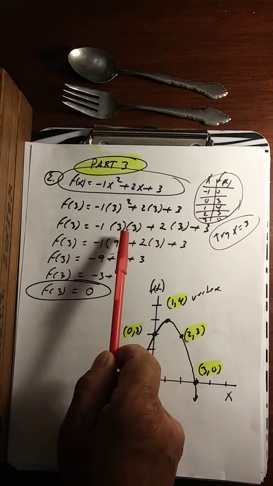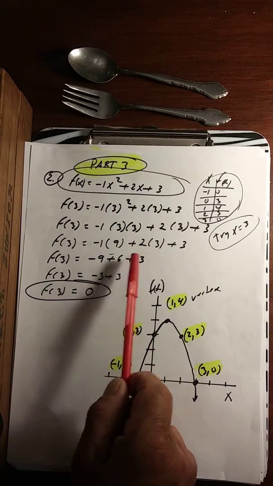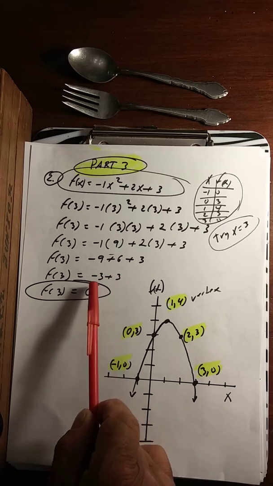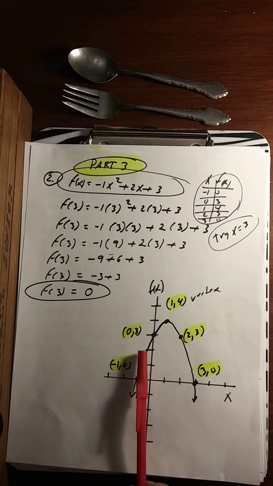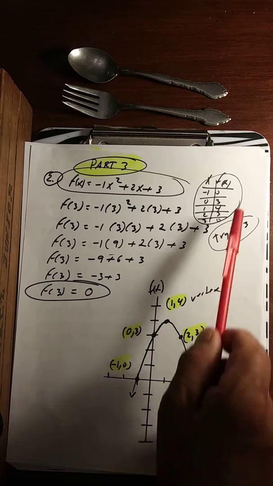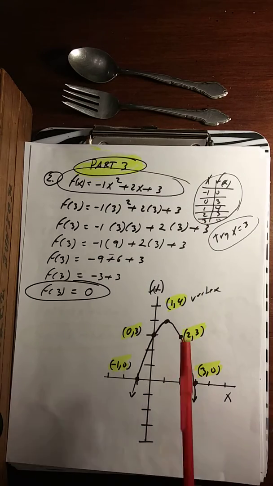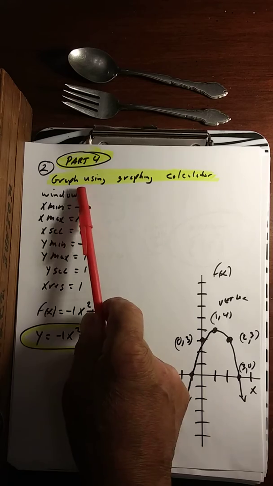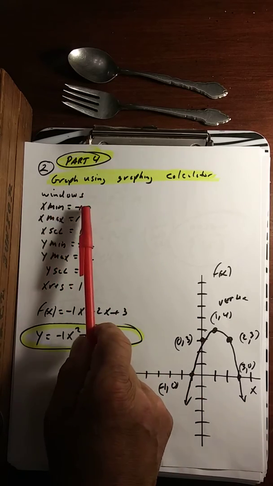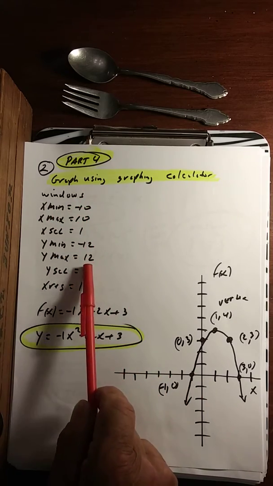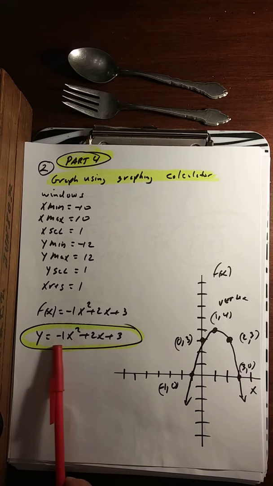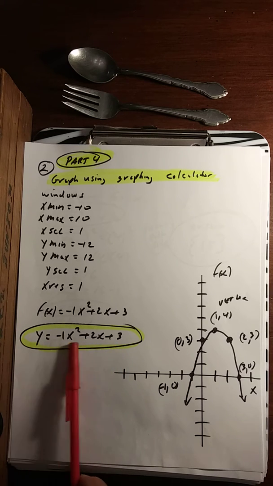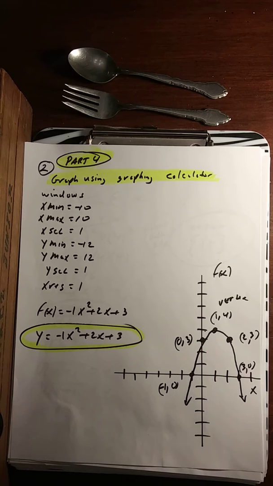Put a 3 in there. 3 times 3 is 9. 9 times that, -9 plus 6. And that's going to be -3 plus 3 is 0. Put the numbers in there. Connect the dots. These points in there, connect that. There's the vertex. Or, if you do it in your graphing calculator, set the window to these numbers, and then put it in just like that in your TI-84, whatever you have. And it should give you the same graph.